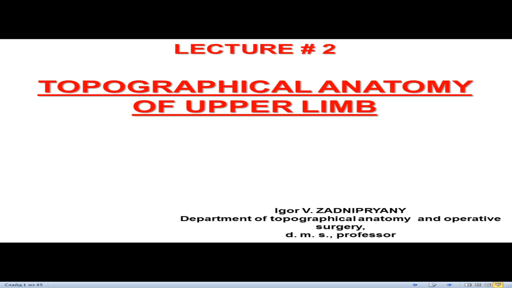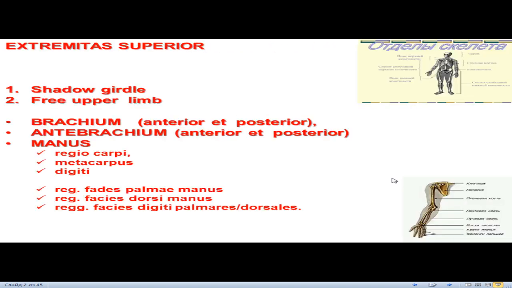Today we will talk about topographical anatomy of the upper limb. It's a new subject for you. There will be some differences. Please don't make a mistake. Don't think that between the normal anatomy which you studied before and topographical anatomy there are no differences at all. There are very big differences, because the main methods of topographical anatomy and what it exists for is not similar to normal anatomy.